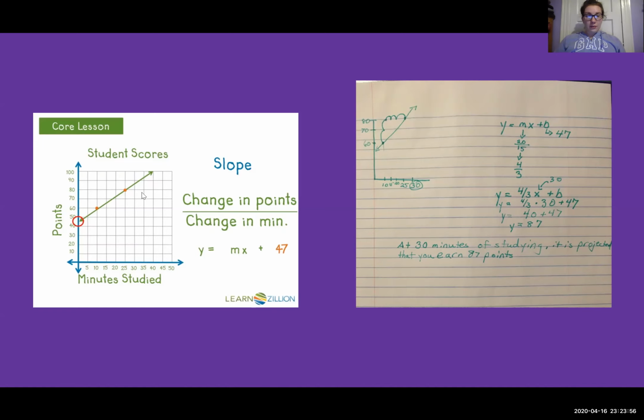If I look back over to my left-hand image, my line does extend fully, but I've only gotten 2 data points. So I, as a student, am curious: if I studied 30 minutes for this exam, how many points do you think I'd get? Those are the questions you want to ask, something that's more than what you have.